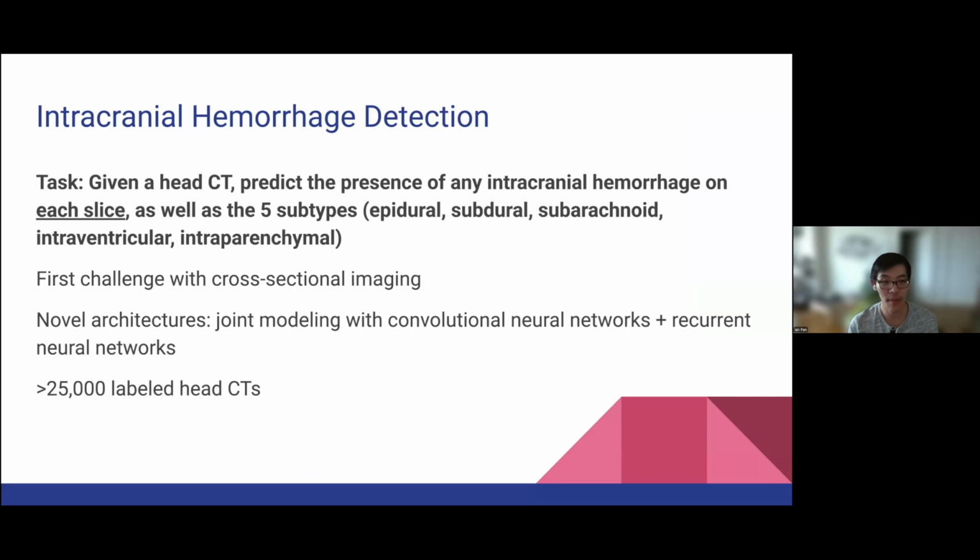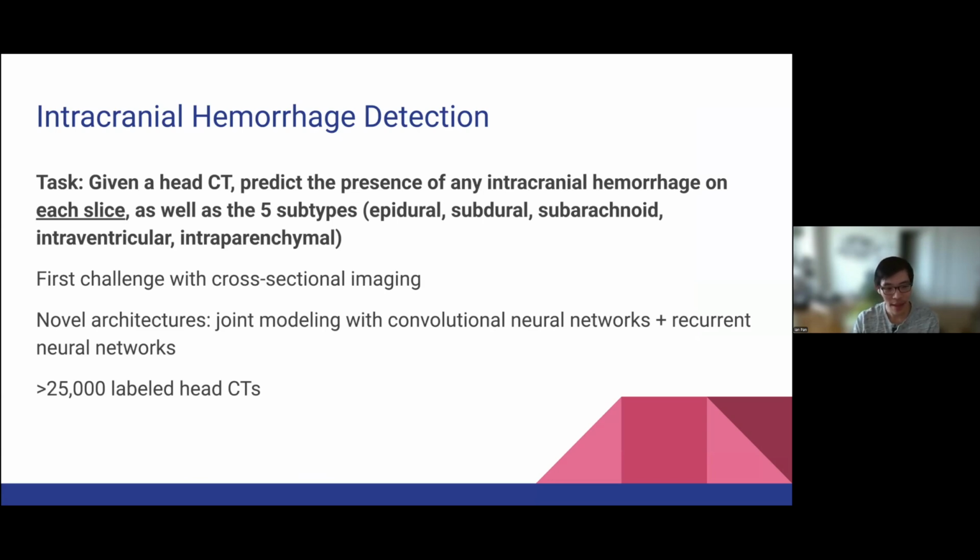So the data set was much bigger, a couple hundred gigabytes. Here, over 25,000 labeled head CTs. So people actually went through all these head CTs. It was split up, of course, across many people, but they would go through each slice and then label the presence of hemorrhage and the subtypes that were present. So a pretty daunting annotation task.